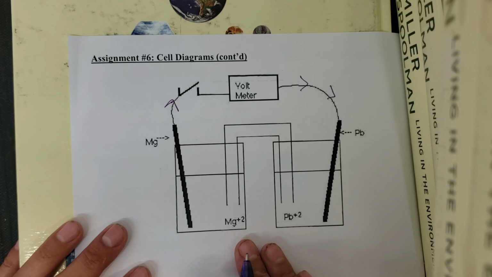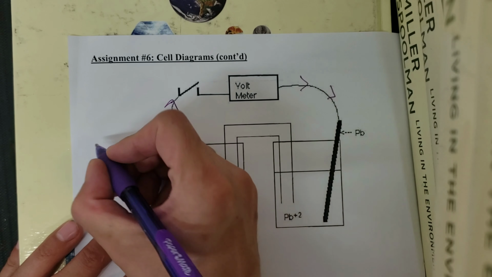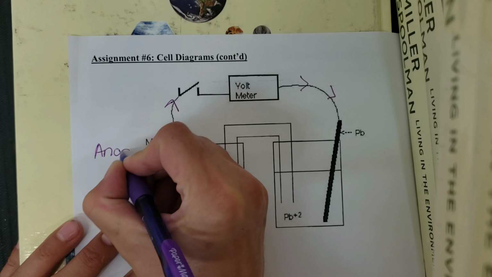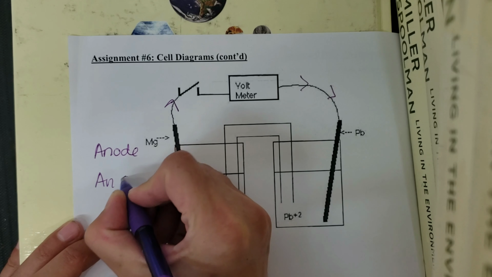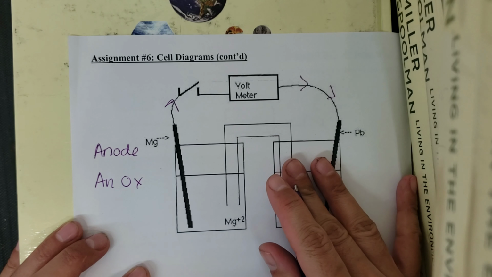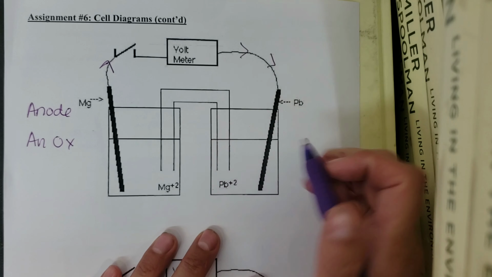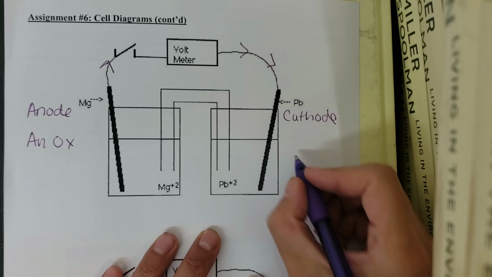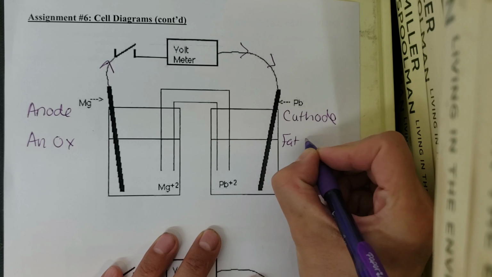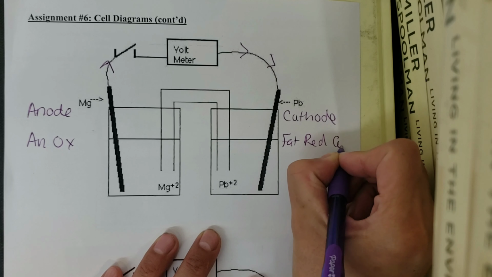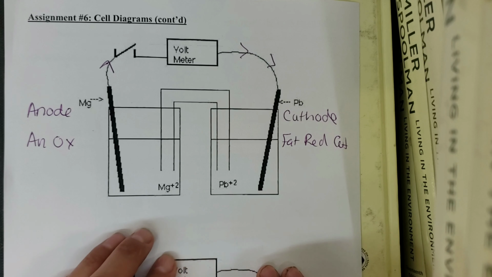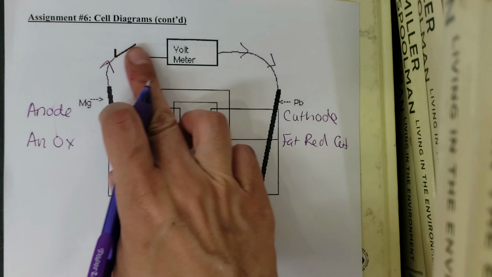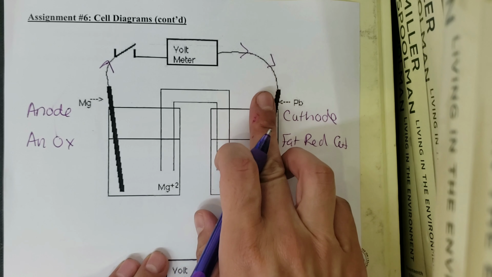So we start at the anode, and then we'll finish here at the cathode. And so we're starting at the anode, the electrons will move to the cathode.